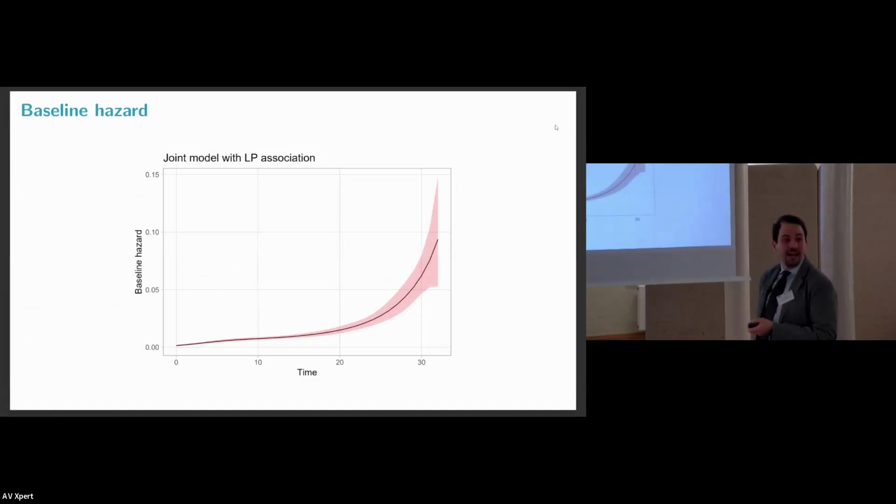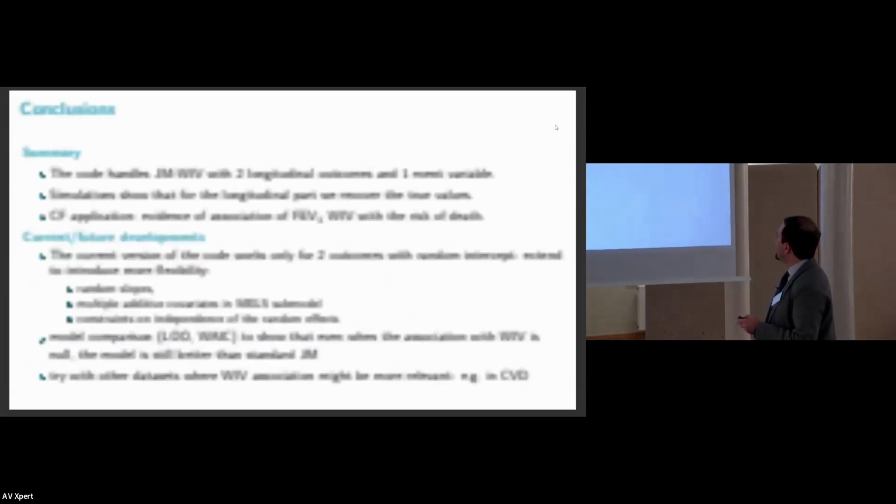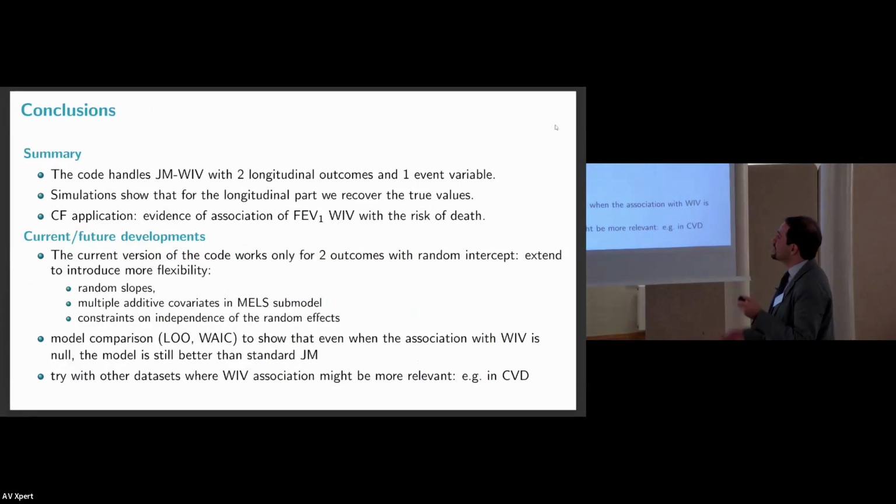This is the baseline hazard. I'm running out of time, so I'll skip it for now. So this code handles a multivariate setting, at the moment only 2 longitudinal outcomes and 1 event variable. And in terms of the application, we have found some interesting features about the within-individual variability of FEV1, while for BMI, we haven't seen any relationship with the BMI variability.